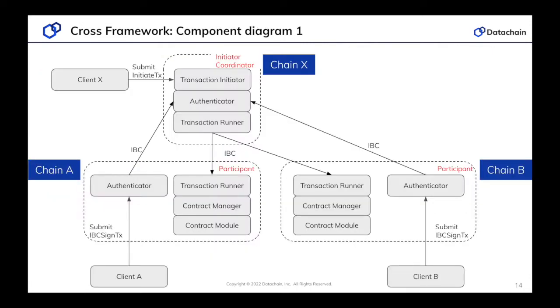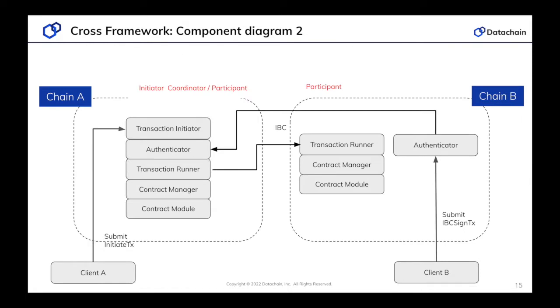This is the cross-framework composition. There are two roles, coordinator and participants. The coordinator controls entire executions and manages participants. In this case, there is one coordinator and two participants. This pattern is much simpler. One of the chains works as both coordinator and participant. We often use this pattern in various POCs, and there are 5 components in the cross-framework.